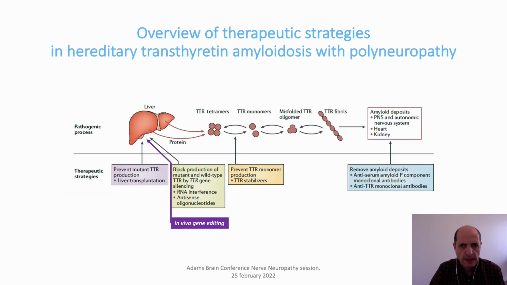This is another view of therapeutic strategies developed during the past 30 years. The liver is the main target of disease-modifying therapies. The first proposed was liver transplantation, able to suppress the main source of mutant TTR. More recently, TTR silencers were proposed. There is a project of in vivo gene editing. The second target was the circulating tetramer of TTR in the serum, with the TTR stabilizer tafamidis, and the last target is amyloid deposits, with anti-TTR antibodies.